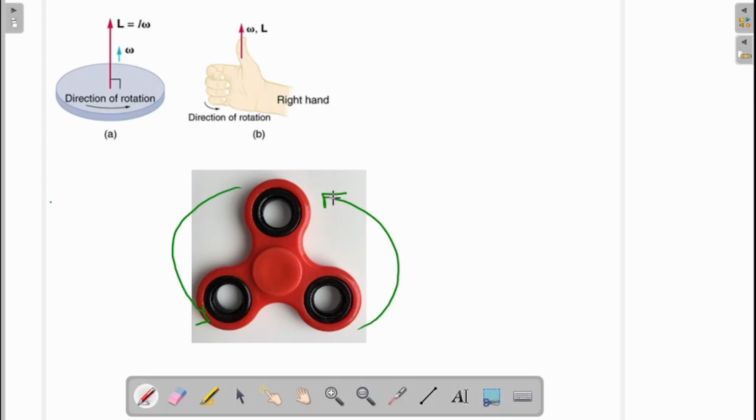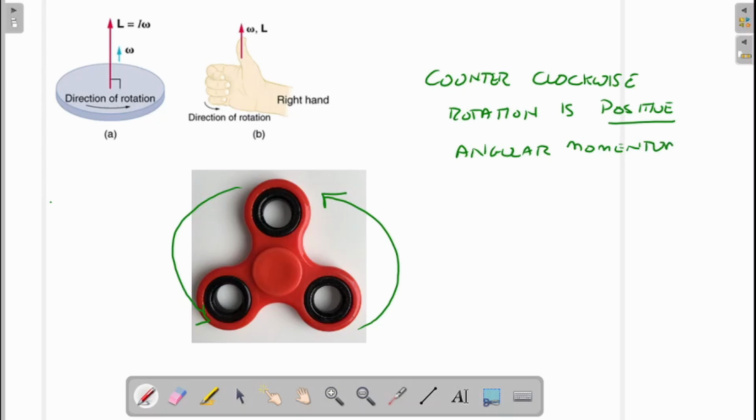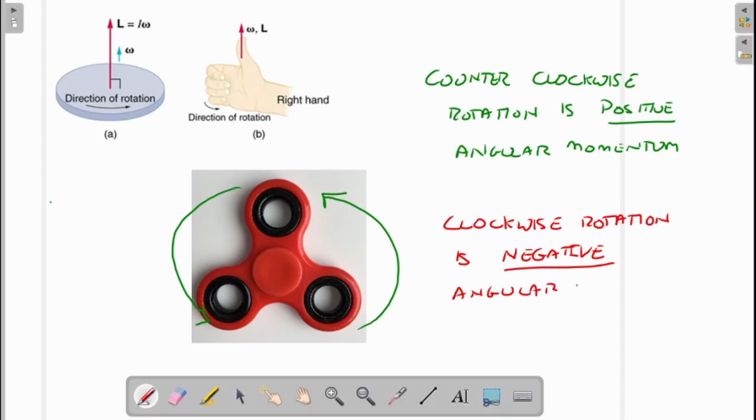So in this case, if this fidget spinner is pointing to the right, I could put my hand on the screen and curl my fingers in the counterclockwise direction, and I get my thumb pointing out of the screen. Positive angular momentum. Again, L is the letter shorthand we use for angular momentum. So this is straightforward. This is fairly simple.